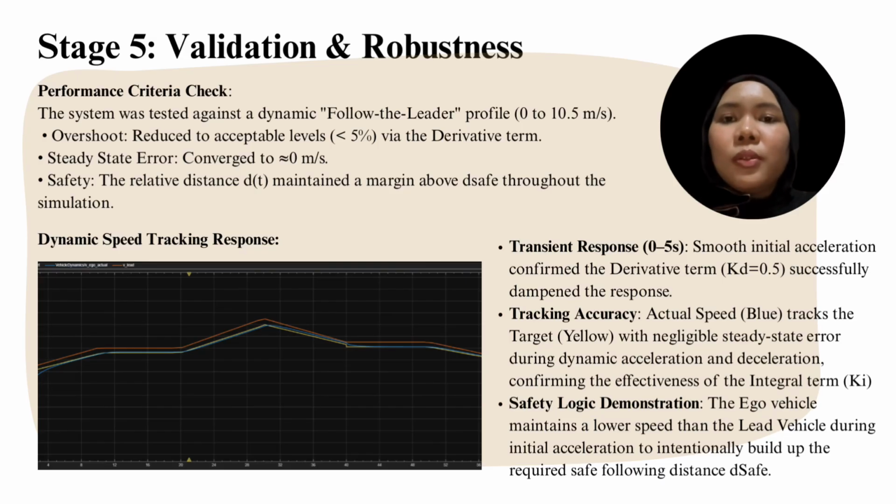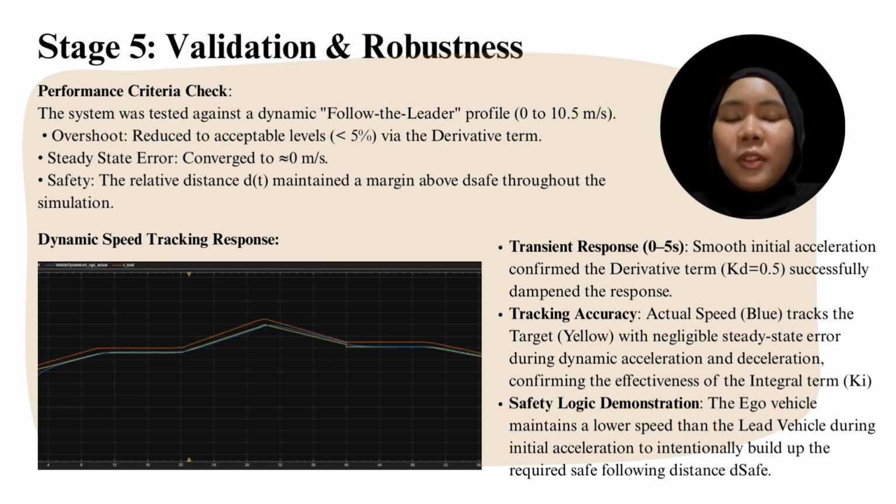So moving into stage 5, which is validation and robustness, this is where we prove our tuned controller actually works. We tested the system against a dynamic follow the leader profile, where the lead vehicle accelerated and decelerated between 0 and 10.5 meters per second. Our goal was to meet 3 performance criteria: minimize overshoot, eliminate steady state error, and most importantly, maintain safety. Looking at the speed graph, we can see the results.